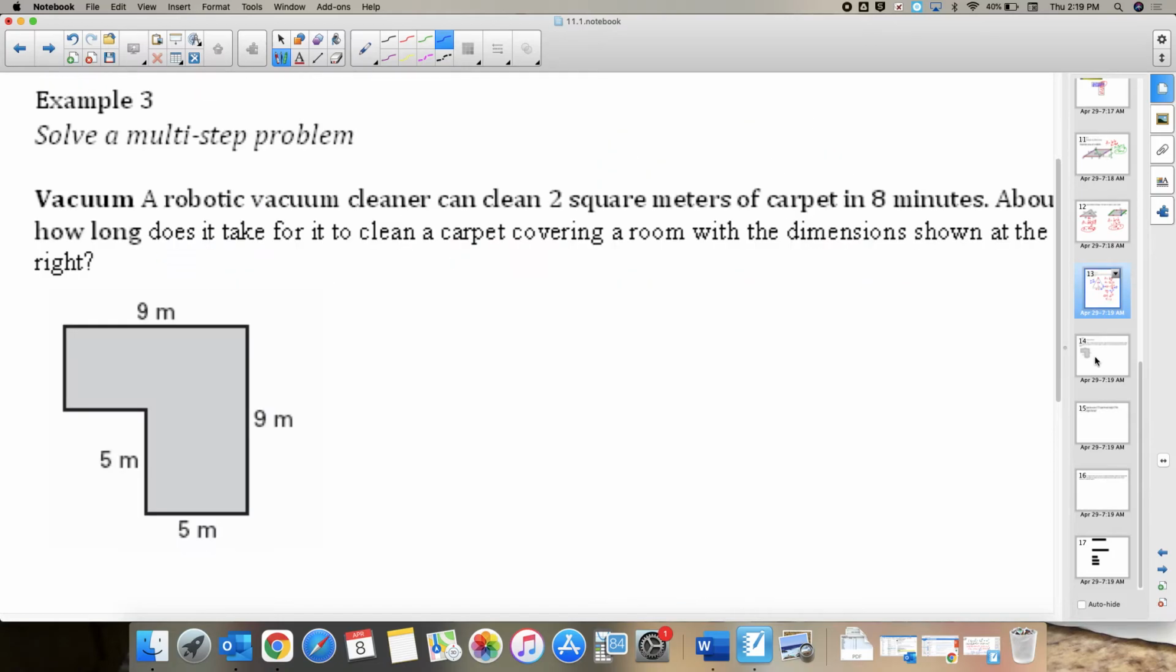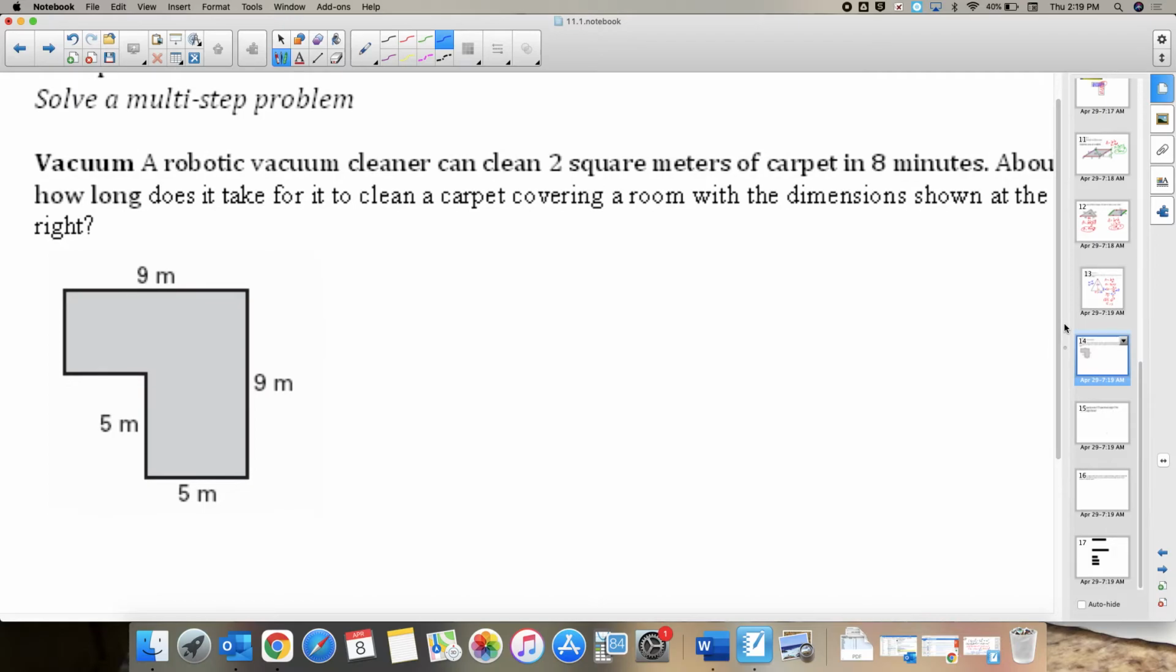Right? Next problem that's here says a robotic vacuum cleaner can clean 2 square meters of carpet in 8 minutes. About how long does it take for it to clean a carpet covering a room with the dimensions shown? So first thing I got to figure out is the area of my figure. So we'll break our figure up. Once again, there are different ways you can do it. So we can come straight across if we want to. We have a square on the bottom. 5 times 5 is 25.